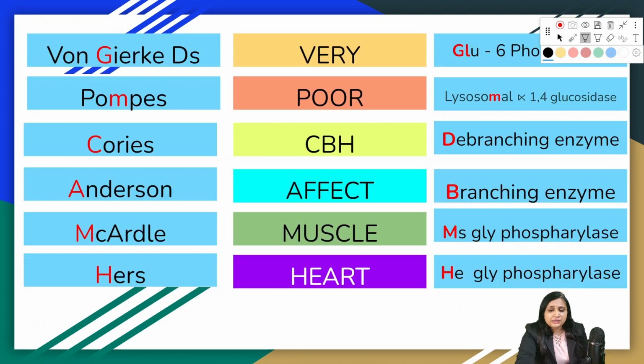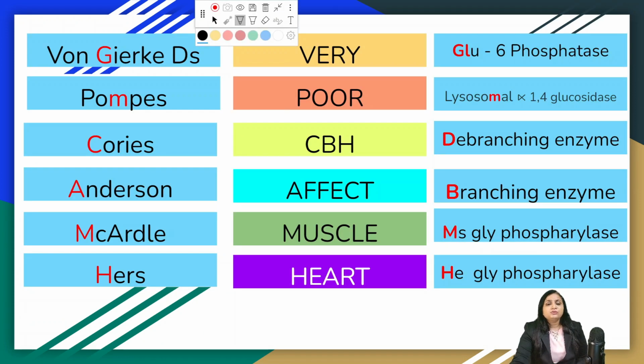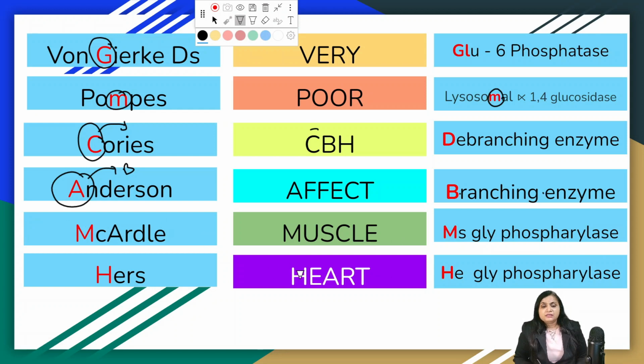Most common glycogen storage disorder in children, we have already discussed at the beginning of the video, it is von Gierke disease, type 1 GSD. How to remember this? Von Gierke disease, V stands for von Gierke, here G G: glucose 6 phosphatase is deficient. Poor: Pompe, lysosomal, alpha 1,4 glucosidase. Carbohydrate, C stands for Cori's, and after C, D will come, so in Cori's there will be a deficiency of debranching enzyme. Anderson, B comes after A, so branching enzyme. McArdle, muscle glycogen phosphorylase, and H stands for Hers, liver glycogen phosphorylase. So these are the easiest way to remember the enzymes associated with glycogen storage disorders.